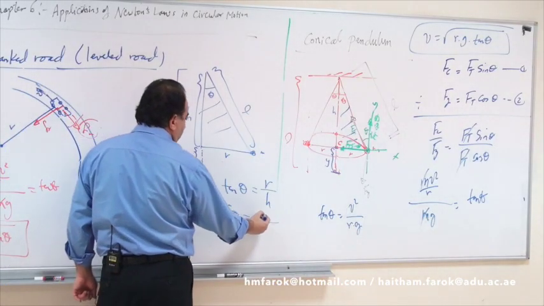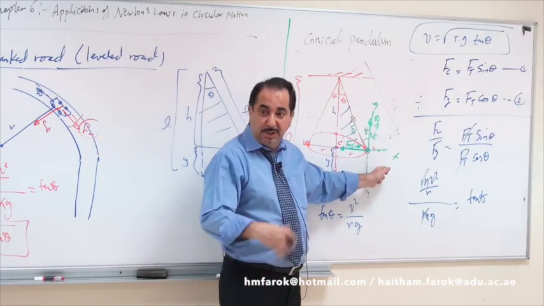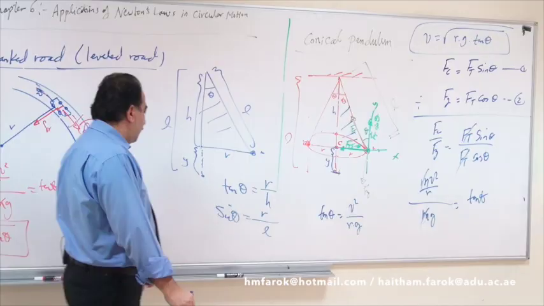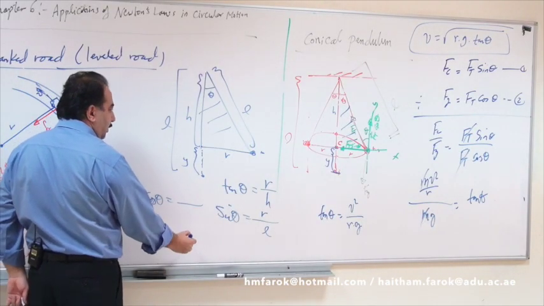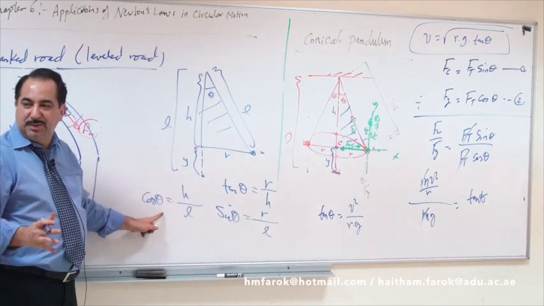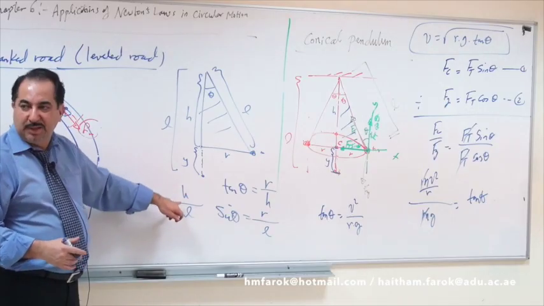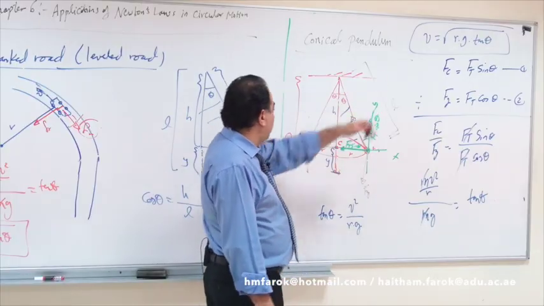R over L. And R is the radius needed, and L is the length of the pendulum. What about cosine theta? H. This one sometimes is not useful because H, yeah? But in some other context, we need H. But anyway, for a conical pendulum, you need that equation and this one.